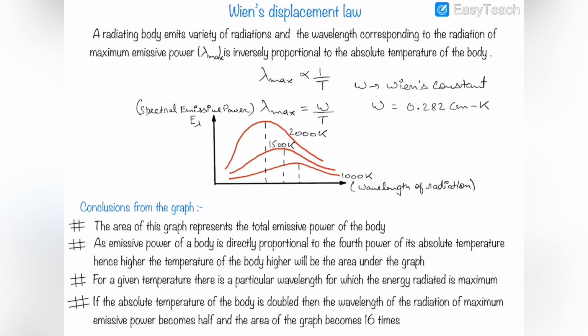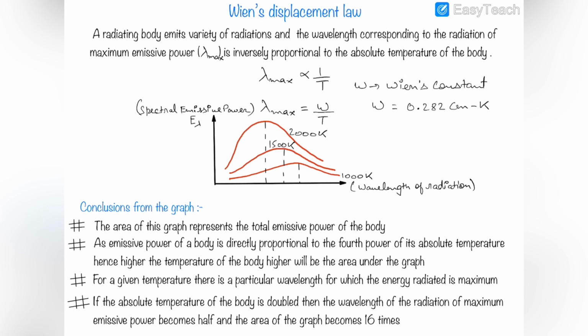I think you must have understood the gas flame example and the body temperature example. So this is Wien's displacement law: when we increase the absolute temperature of any radiating body, the wavelength that the body emits corresponding to the maximum emissive power decreases.